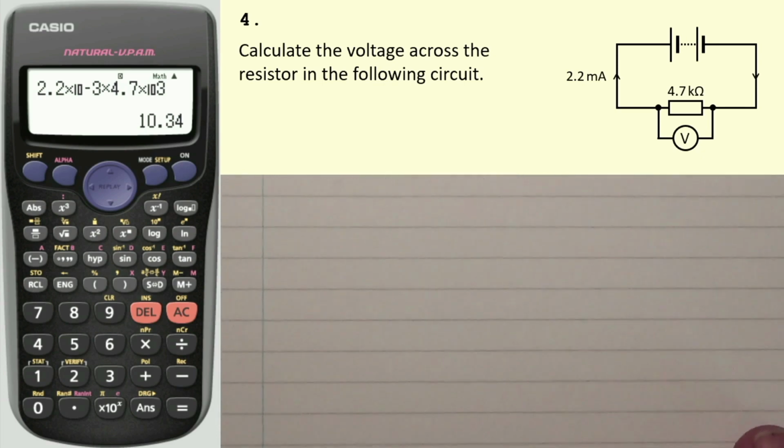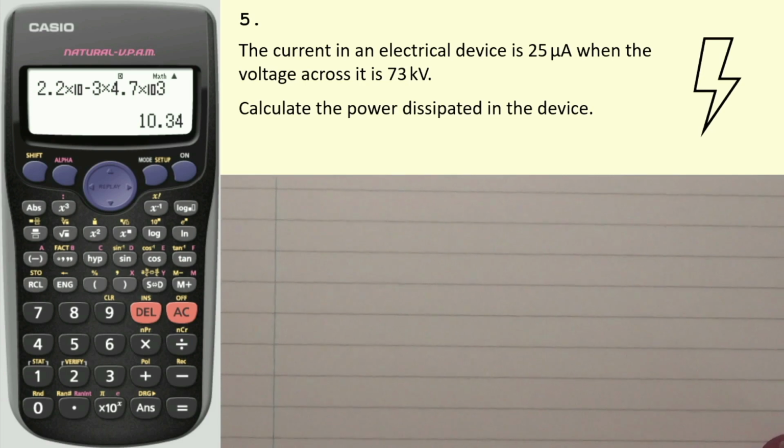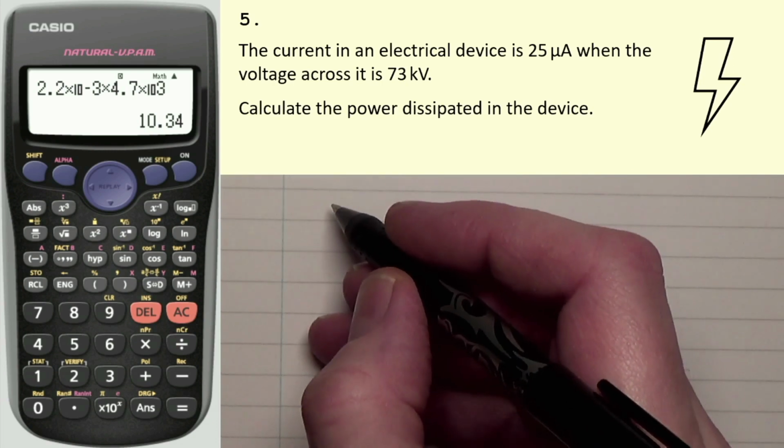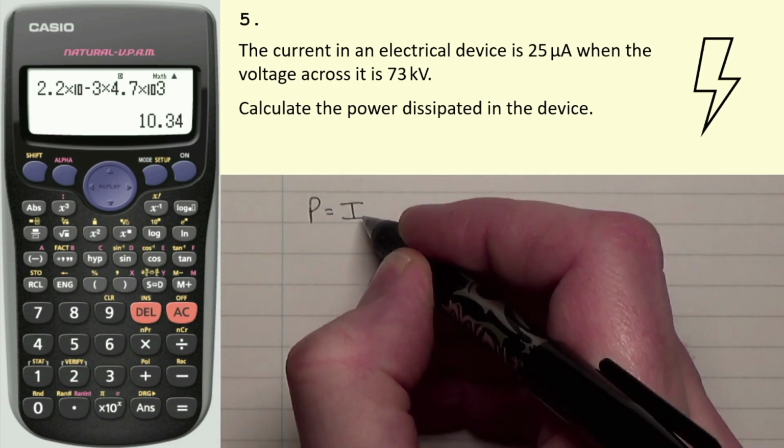I'm going to go to the last question, and then I'm going to get you to see if you can recall the prefixes again. So this is number 5. Current in an electrical device is 25 microamps when the voltage across it is 73 kilovolts. Calculate the power dissipated in the device. So your equation to use is P is equal to IV.